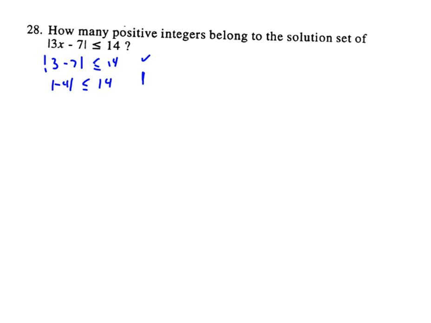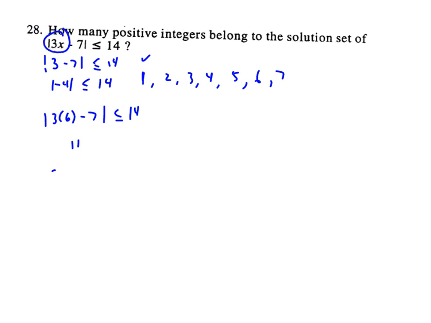As you start plugging numbers in, you realize that this just gradually starts getting bigger and bigger. So every x is going to work until that gets too big. Let's make the assumption that some of these work until, let's say, we get to 6. If we try 6, you get 3 times 6 is 18 minus 7, which is 11. 11 is certainly less than 14. So 6 works. Then we could try 7.